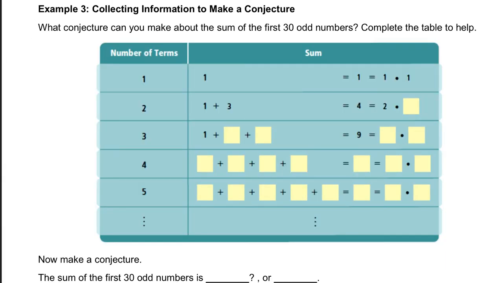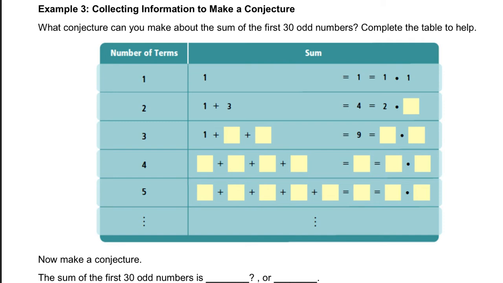So moving ahead to example 3, we're going to talk about collecting information to make another conjecture. It asks, what conjecture can you make about the sum of the first 30 odd numbers? And we're going to use this table to help because it's a lot to unpack. So the sum of the first 30 odd numbers. The first term is the first odd number, 1. The second term is the sum of the first 2 odd numbers, 1 plus 3.